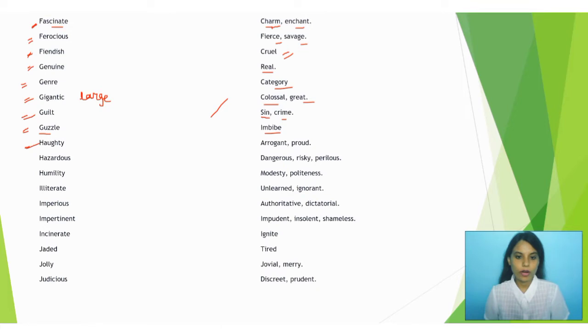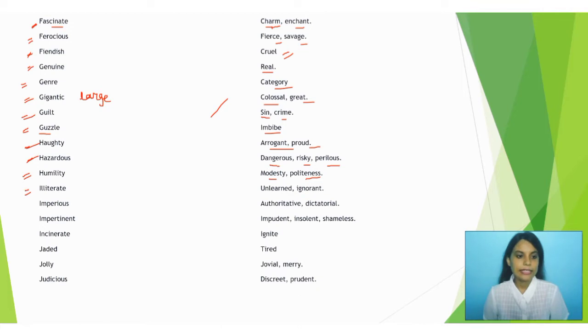Haughty means you are either proud or arrogant. Okay, like having attitude. Hazardous. Hazardous means dangerous, risky, or perilous. Like harmful. Humility, like the opposite of insulting. Modesty. Okay, humility. Yeah, modesty, politeness.